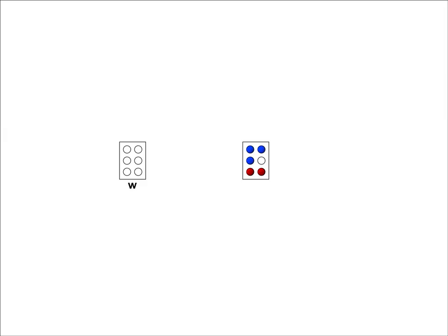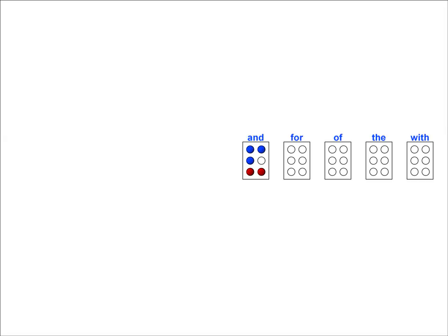And then W is in a different row. So V is second, X is third, Y is fourth, and Z is fifth. Well, what was after Z? Oh yes, it was the word and, because the words and, for, of, the, with finished out that row. Phew, now that was a lot of work.